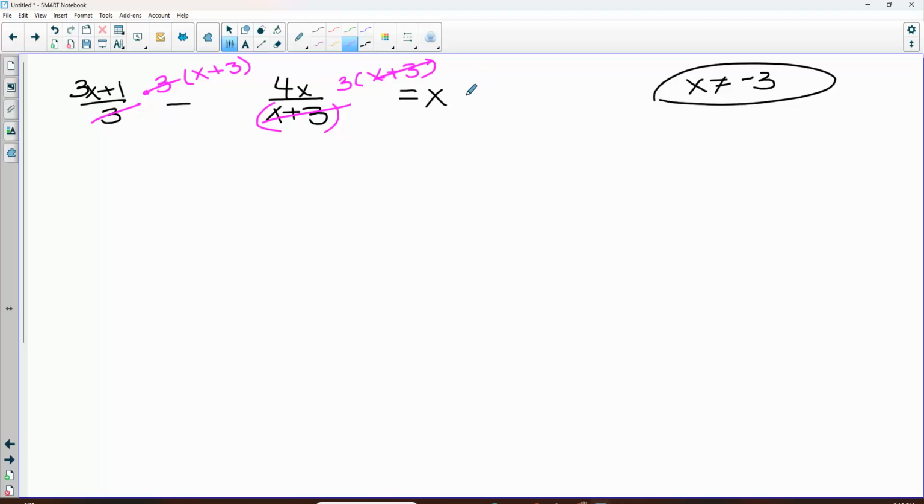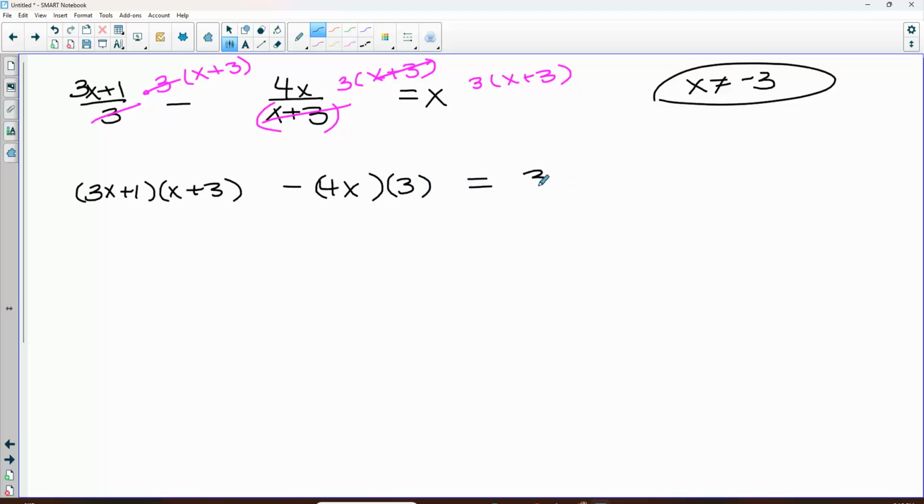When people see a term without a fraction, some of you have been leaving that off, it still gets multiplied by everything. So I still have to take it times the 3 and an x plus 3. Okay, so then I have 3x plus 1 times my x plus 3 minus my 4x times 3. Over here we have a 3x times x plus 3. Second mistake I'm seeing is signs, so make sure you are keeping close watch on your negatives.